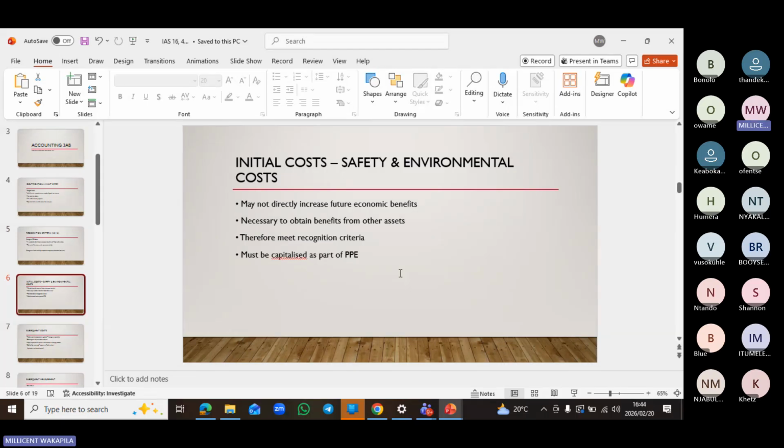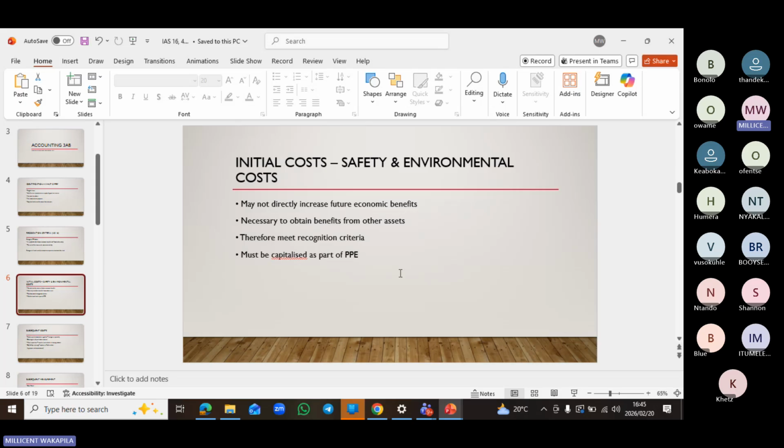Yes. So we have what we call the safety and environmental costs. For example, for something like a mine, they usually say that there is what we call the dismantling cost. The dismantling cost is the cost that they are going to incur to dismantle or restore the environment after mining operations. So if they say they're going to be mining for 30 years, then at the end of 30 years, they have to restore the environment. So there is what we call the safety and environment cost.